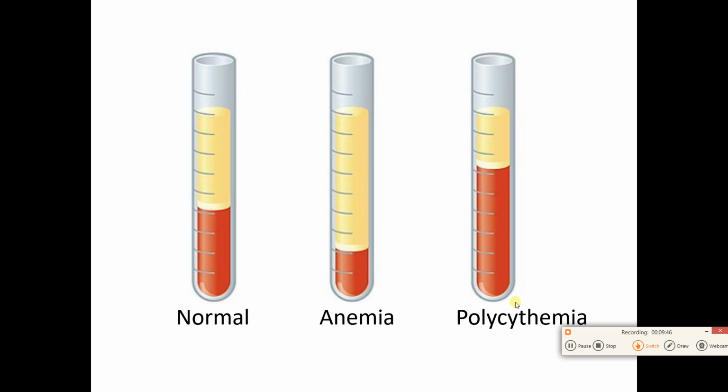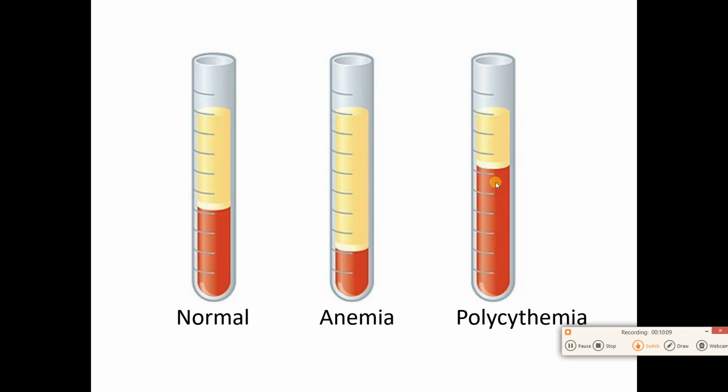Now, we could actually compare the centrifuged blood of a normal person with a person who has anemia. Now, notice that in anemia, not all types, but in this particular example here, the red blood cell levels have gone down. This is actually going to impair our ability to carry oxygen.